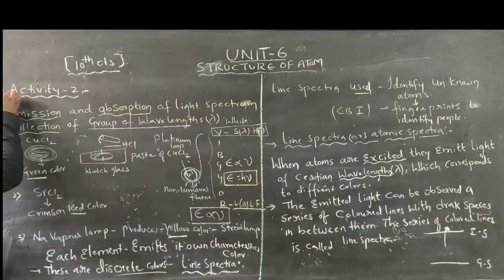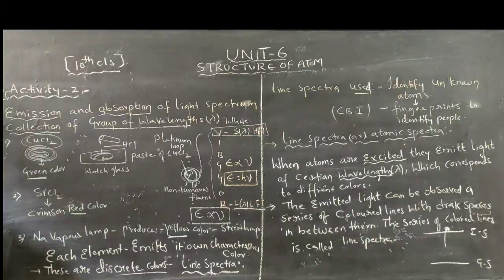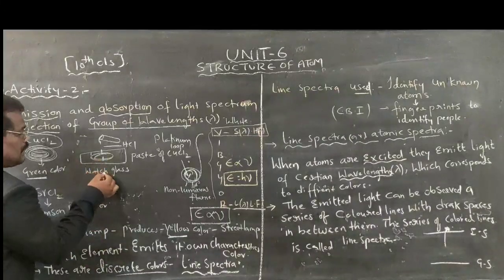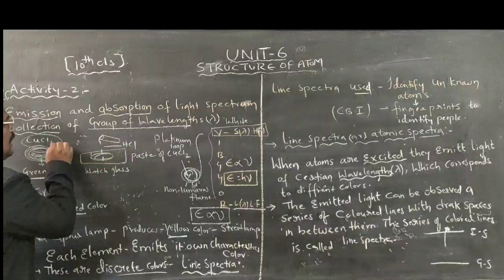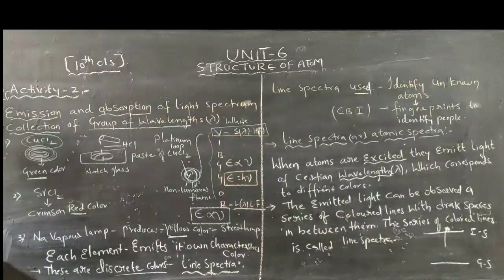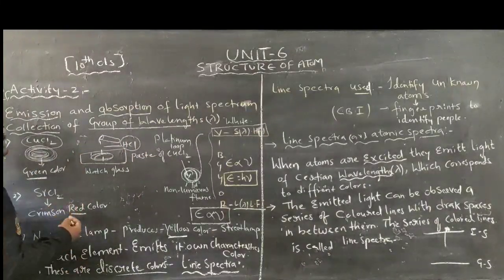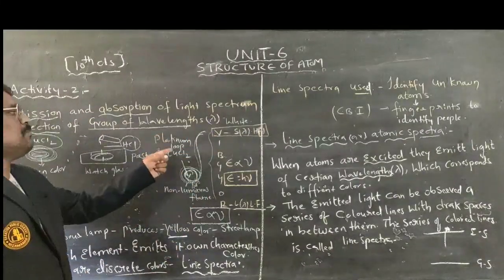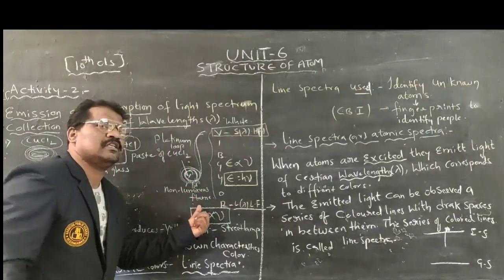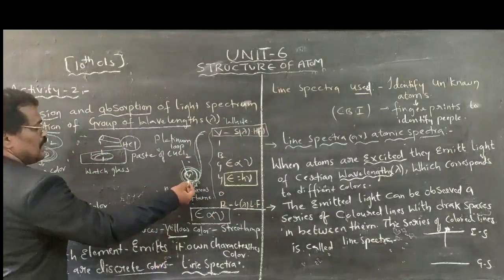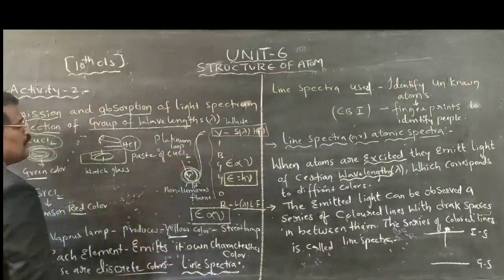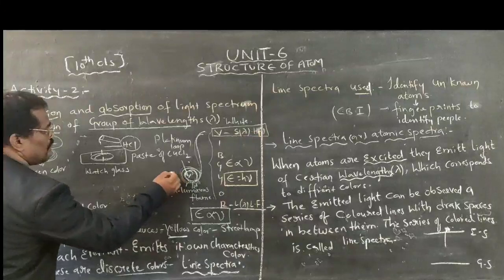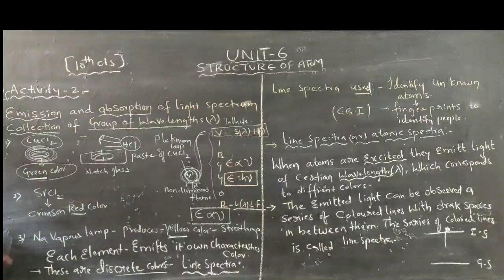To perform this activity, I am taking two substances. The first one is cupric chloride. I have taken a watch glass plate and placed powdered cupric chloride on its surface. I added hydrochloric acid to it, made it into a paste, and collected the paste on a platinum loop. Then I burn it with a non-luminous flame. When I heat this substance, cupric chloride gives one color. What is that color? Green color.